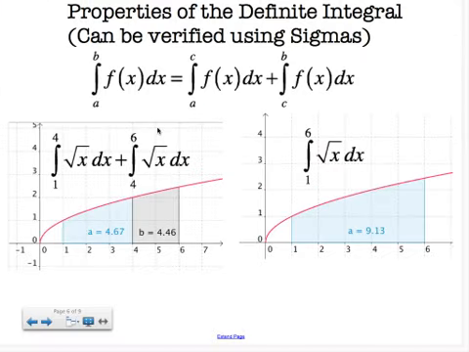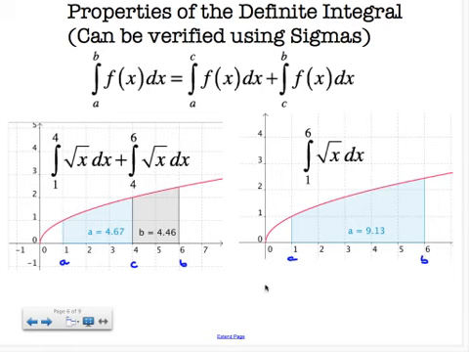Okay, this property I call the Hershey-Bar property. Here's what it says. It says if I take a region from A to B, find the area, and then split that region into 2 pieces, one that goes from A to C and one that goes from C to B, I should get the same answer.